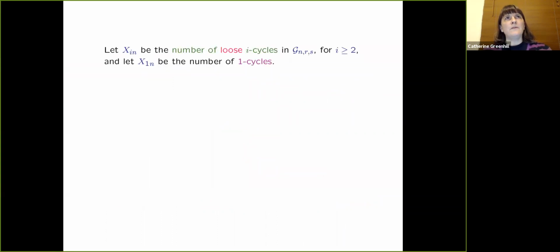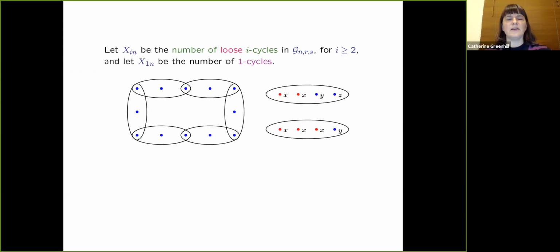The random variables xi are very similar to the graph case, except that I like to work with loose cycles where I can. So xi is going to be the number of loose cycles of length i, if i is at least 2. But for x1, I need to make sure I can rule out every kind of loop. So x1 has to count all 1-cycles.